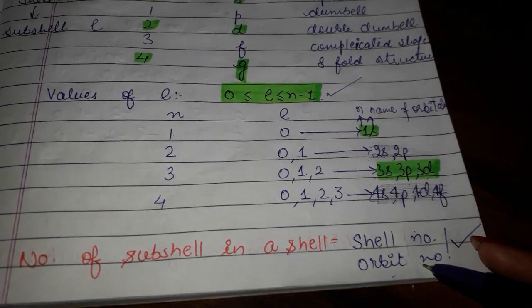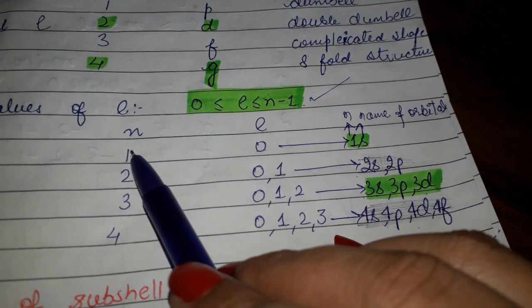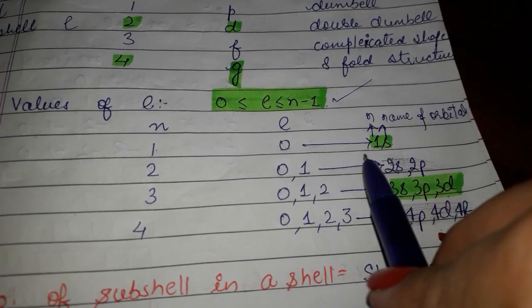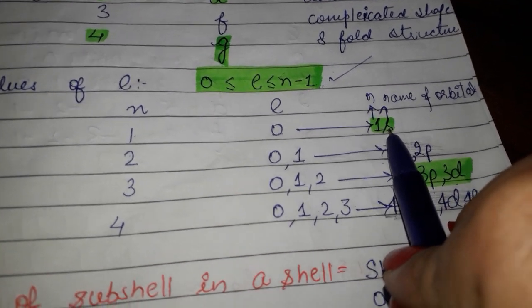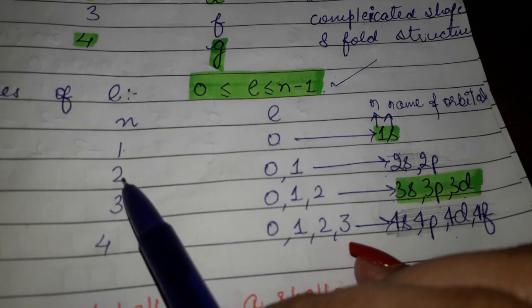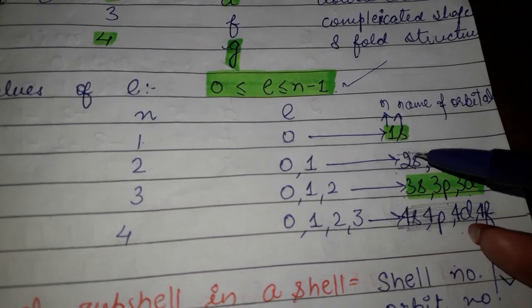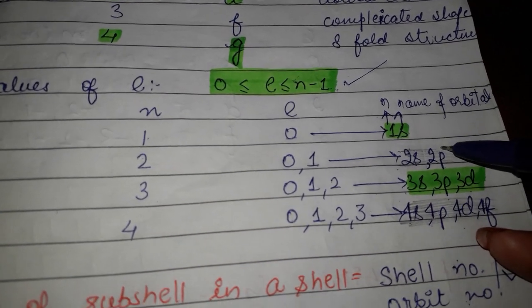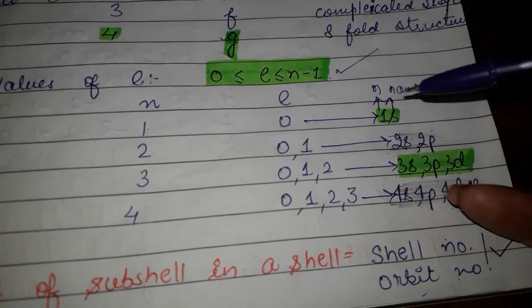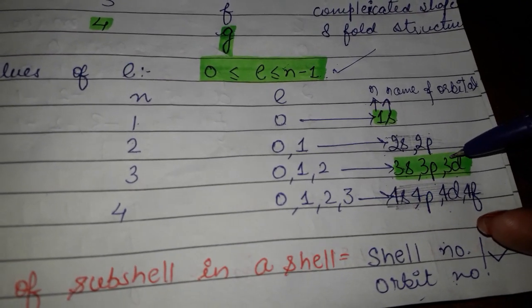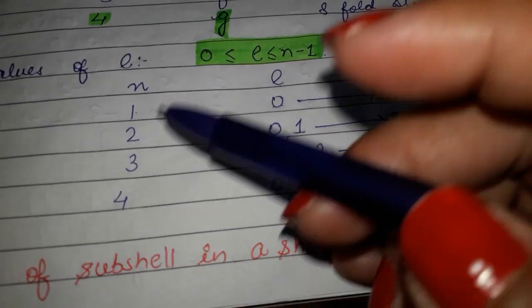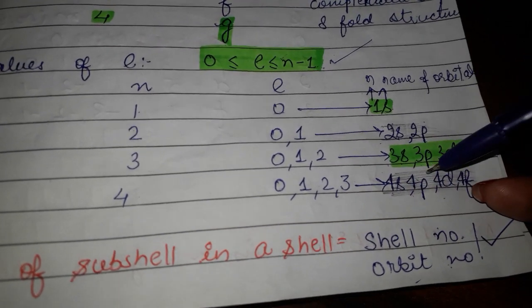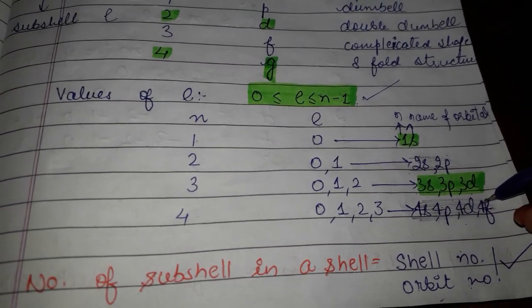I am explaining it as: if the value of n is 1, the orbital is also 1, that is 1s. If the value of n is 2, the orbitals are 2s and 2p. For n equal to 3, the orbitals are 3s, 3p, 3d. For n equal to 4, the orbitals are 4s, 4p, 4d, 4f.